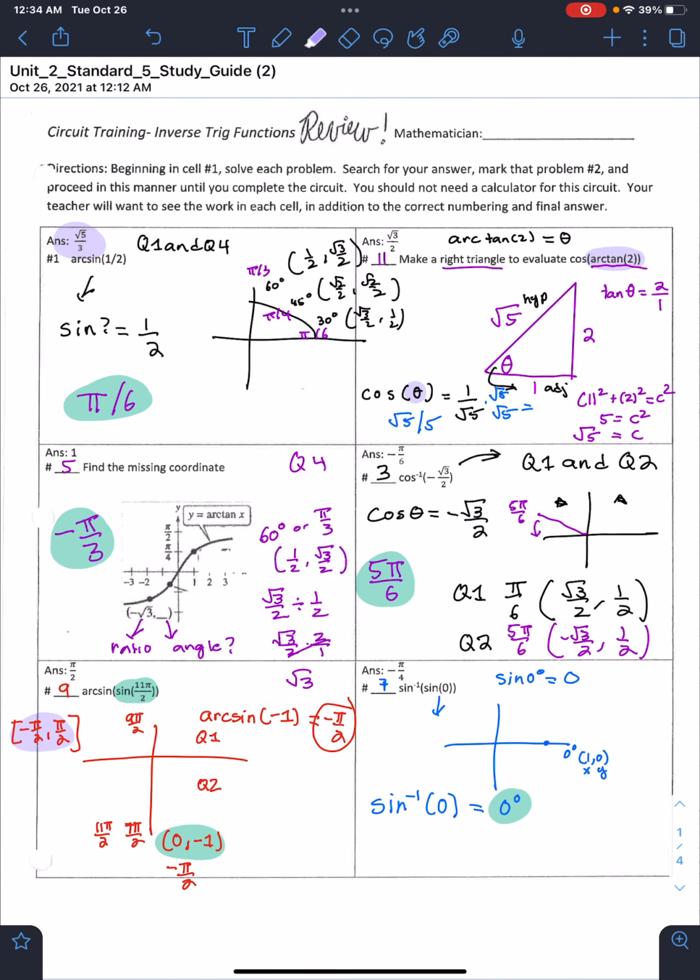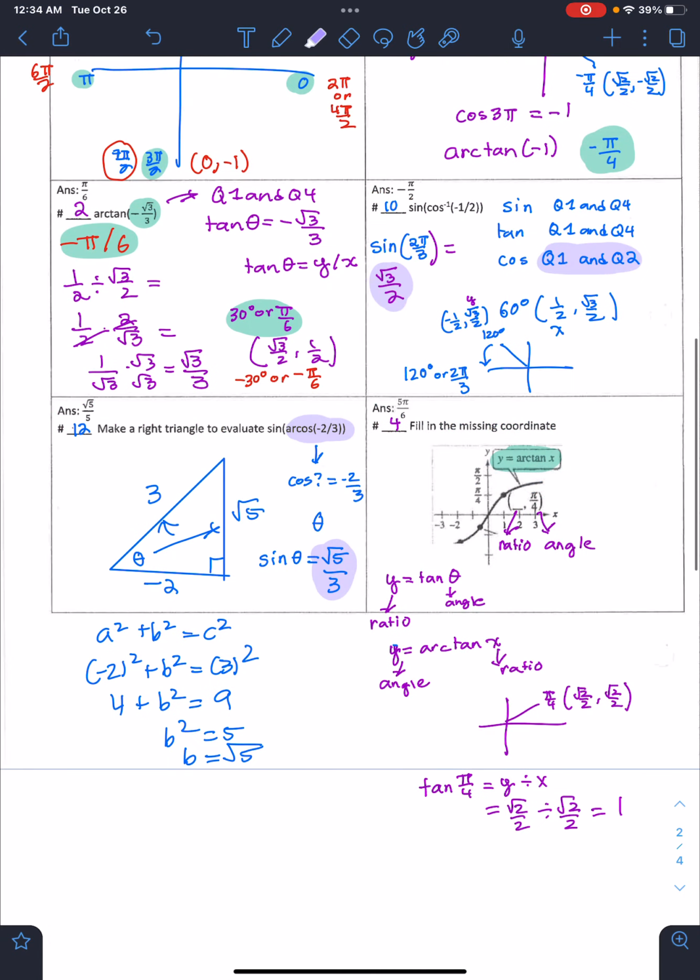So, to summarize this, I can see how number 11 and number 12 can be confusing. But another thing that I want you to think about is, how is 11 and 12 different from every single problem that you did today? If you could figure that out, then you'll be in good hands.